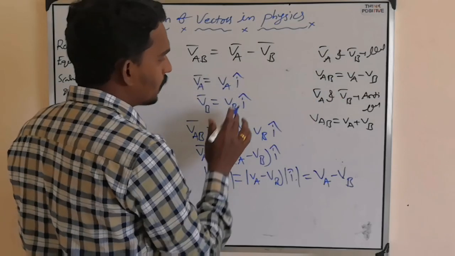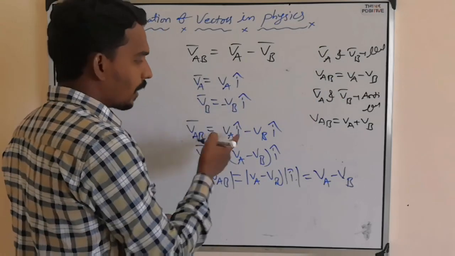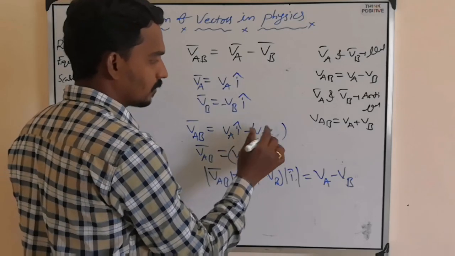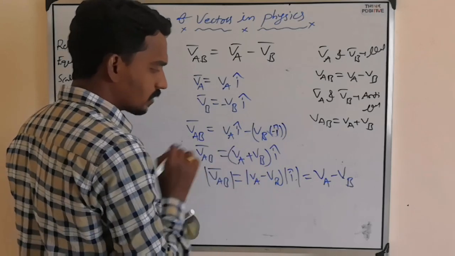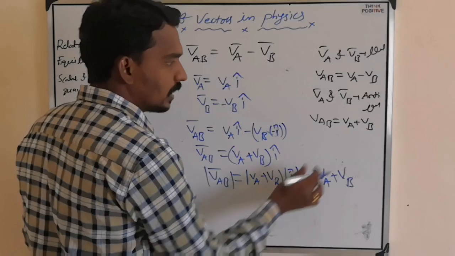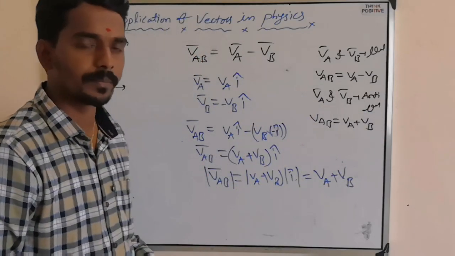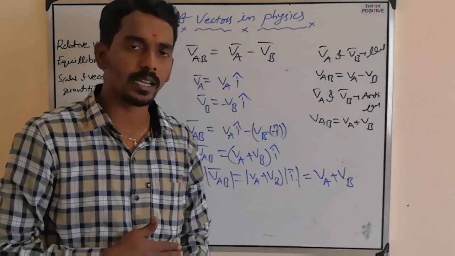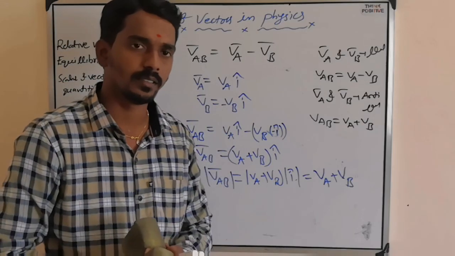Suppose both are anti-parallel, then this is minus I cap. Then minus of minus plus. Plus. Then what is the magnitude of relative velocity? VA plus VB. That is why when two vehicles are moving in opposite direction, their velocity appears greater.